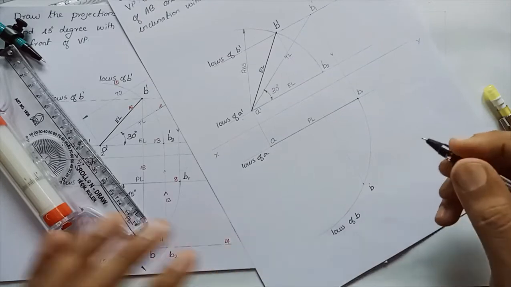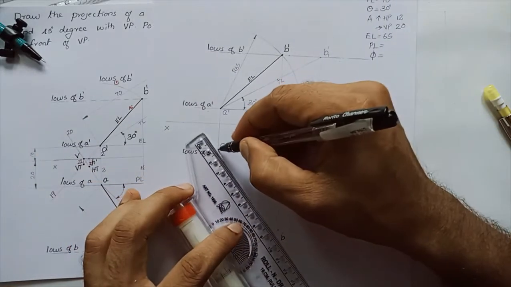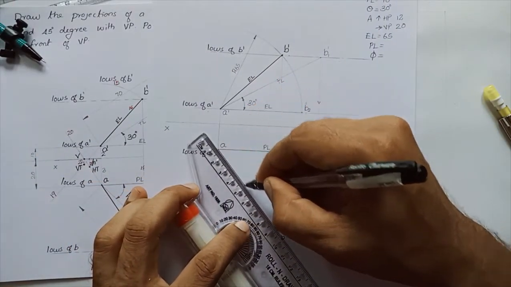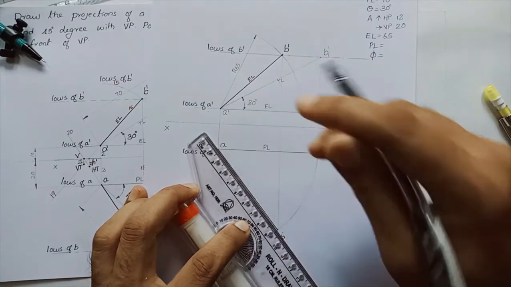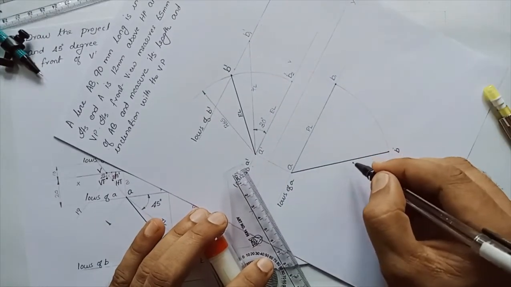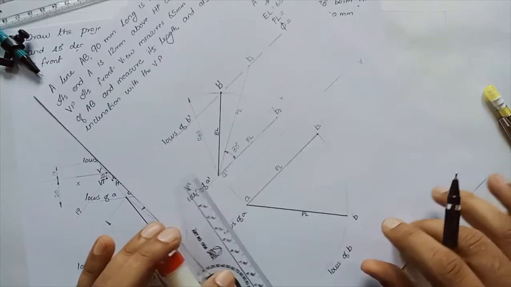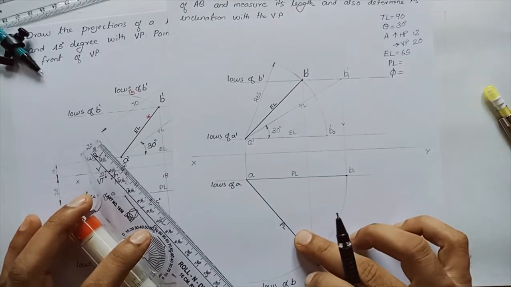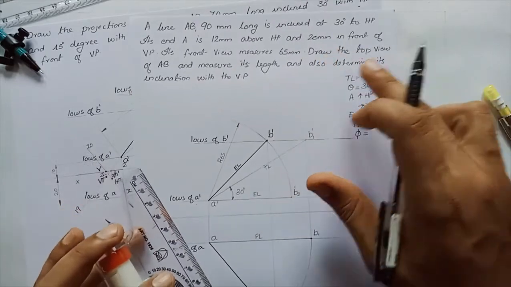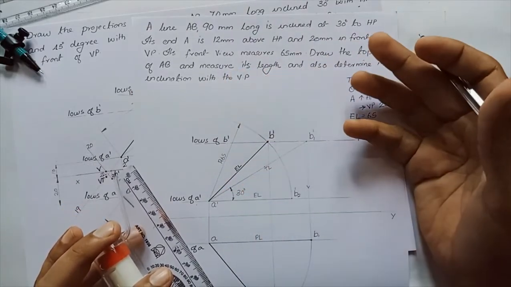Now connecting A and B, you will be getting the actual top view. So this is having the plan length. Okay, so you obtained the actual top view. So you have to draw the top view and measure its length. We shall measure the length later.